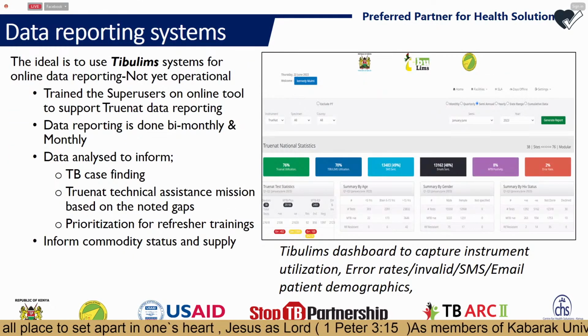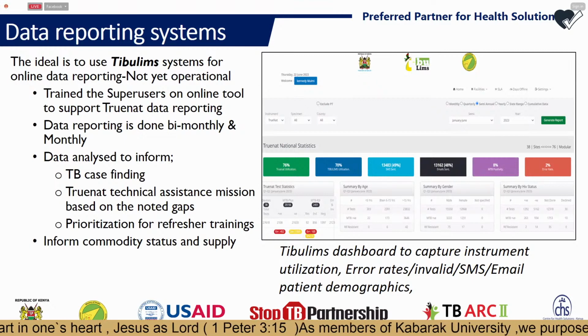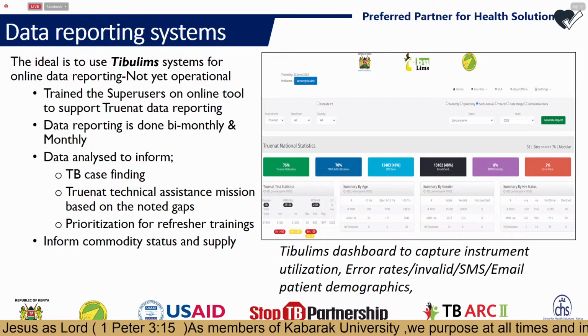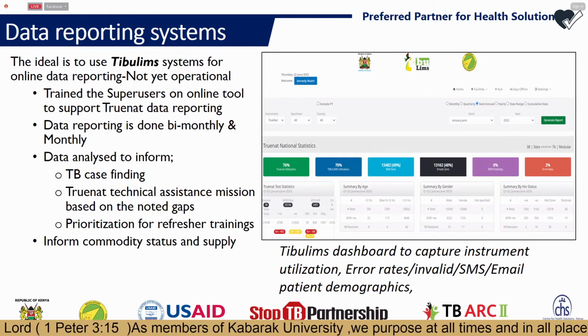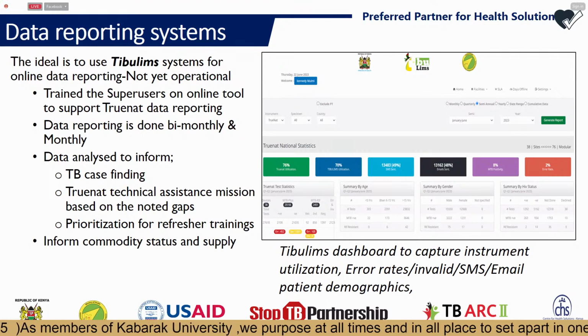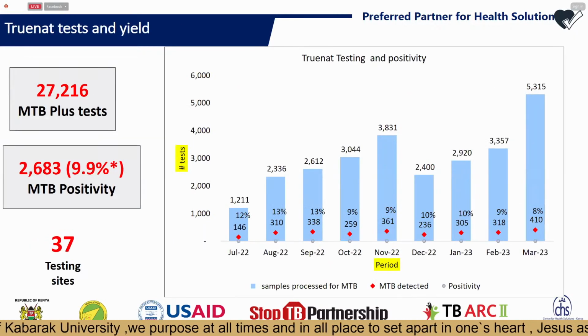Data reporting systems, we use a system called TBLIMS to ensure that all the samples that are being tested can be transmitted online, and the clinician in whichever facility is able to get an SMS and an email for use. So very quickly looking at the results.